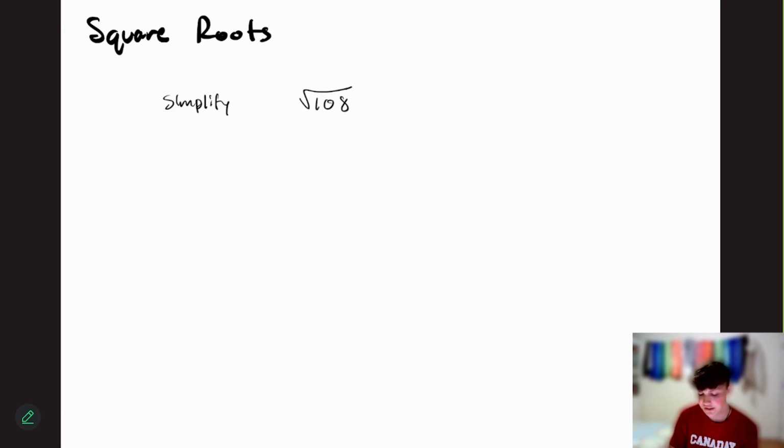What the ACT wants you to do is break it into its smallest possible square root times some whole number on the outside, some whole number here and some square root number on the inside. How do we do that? We're going to do the same prime factorization technique we did for GCF and LCM. We're going to take 108 and split it into its factors: 2 and 54, 2 and 27, 3 and 9, 3 and 3. So we're left with 2, 2, 3, 3, 3.